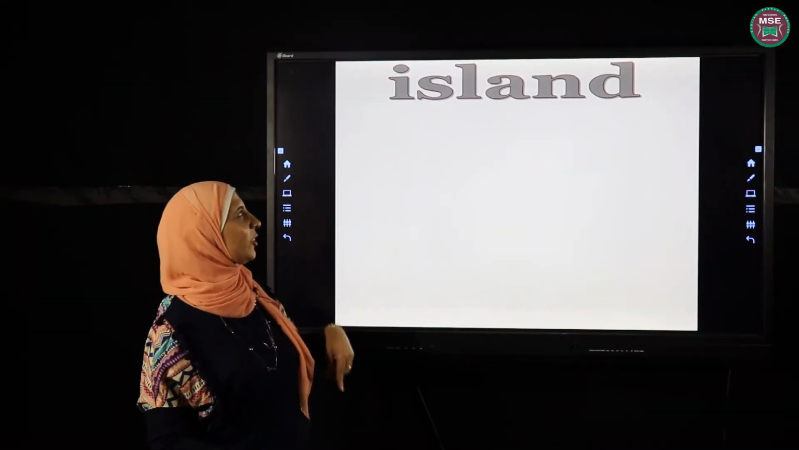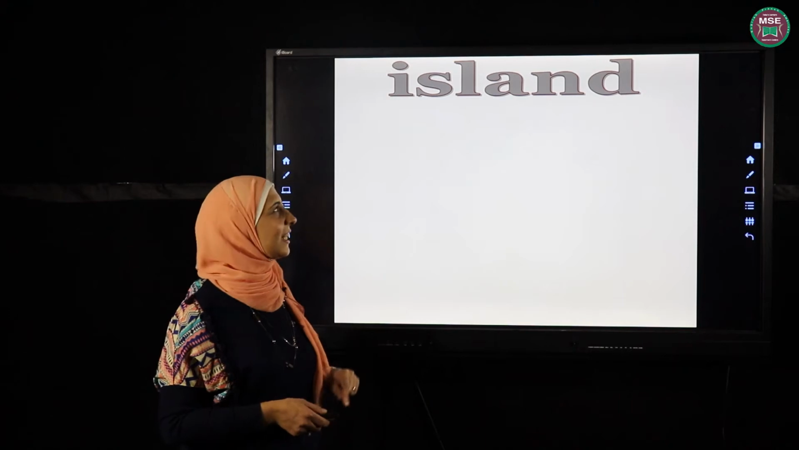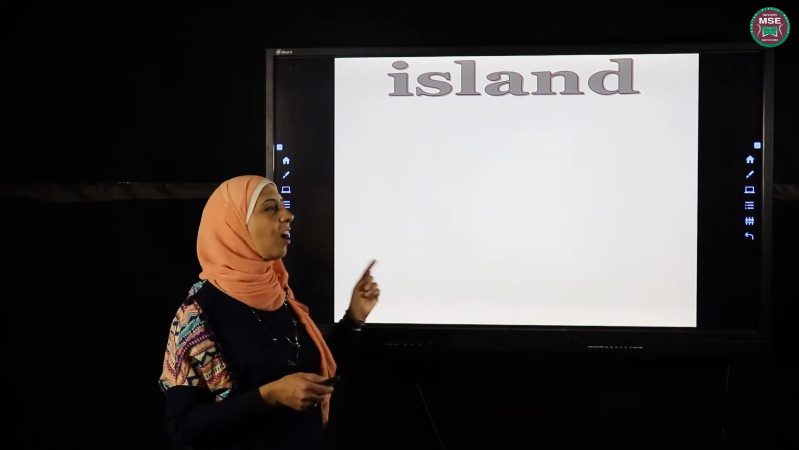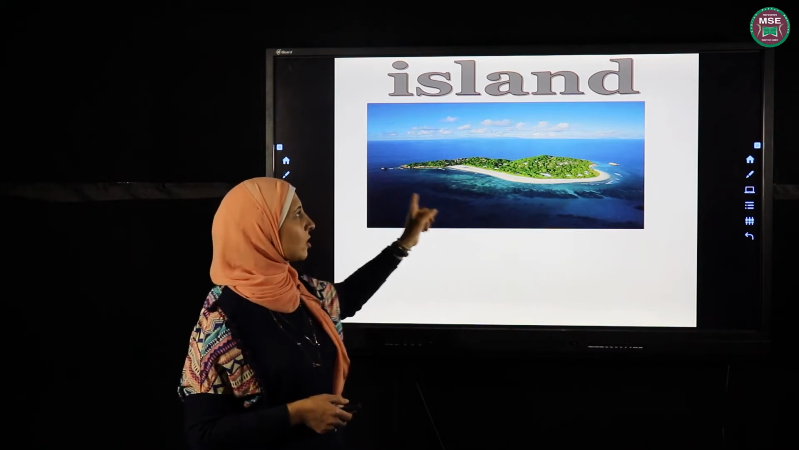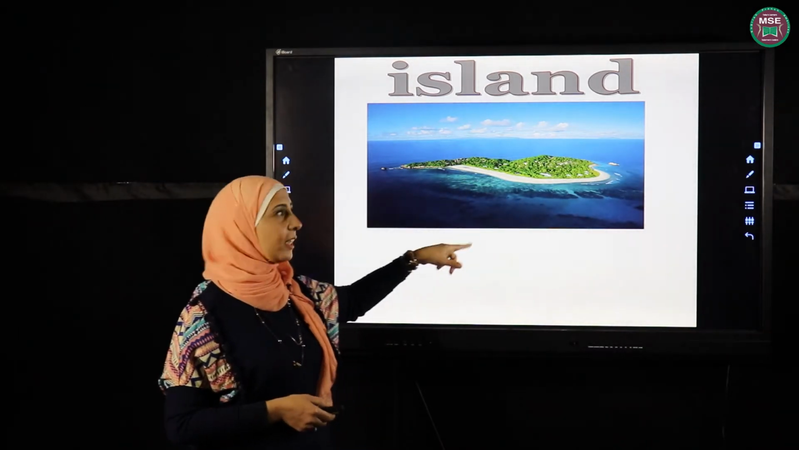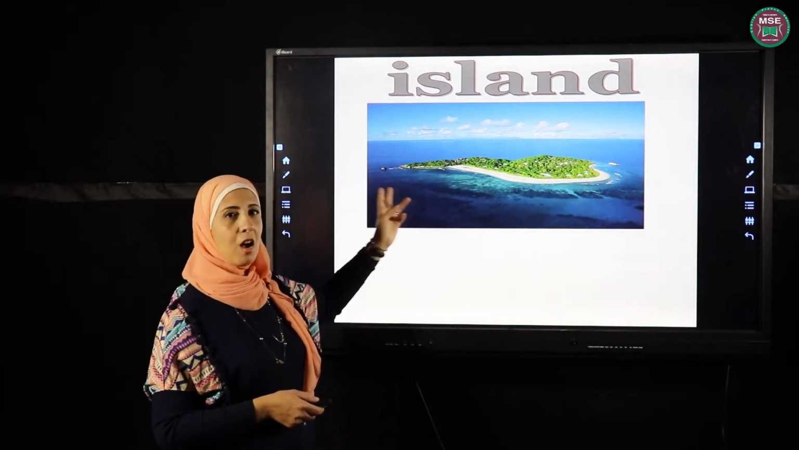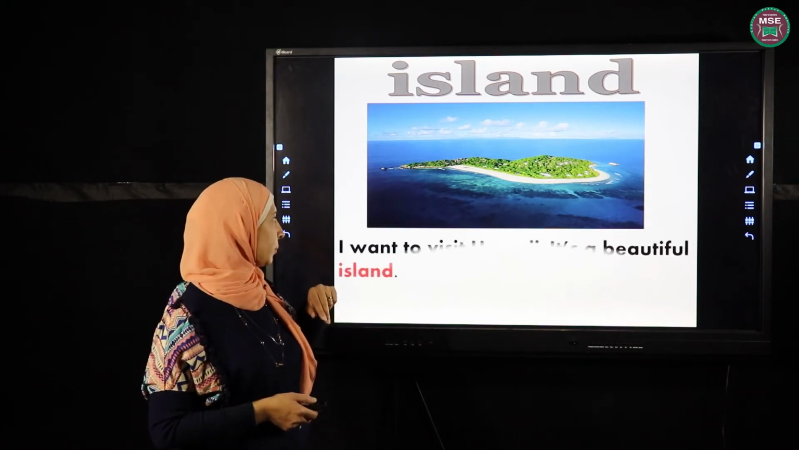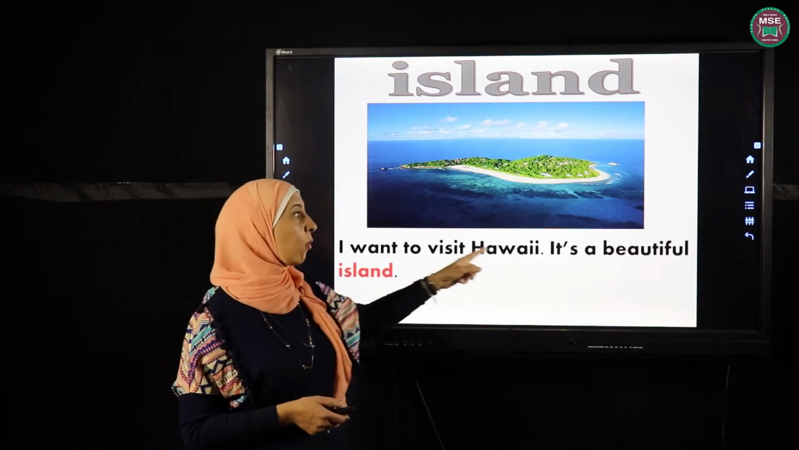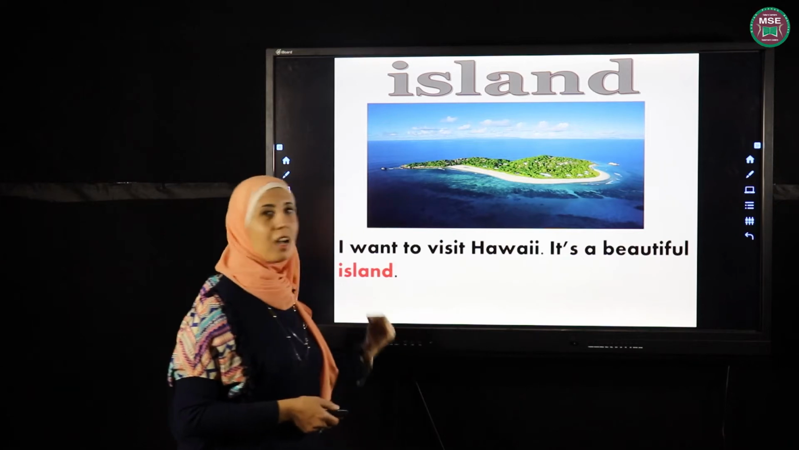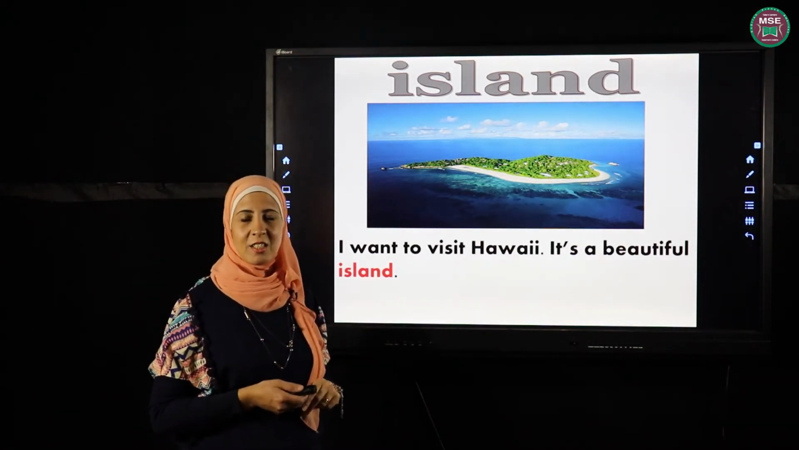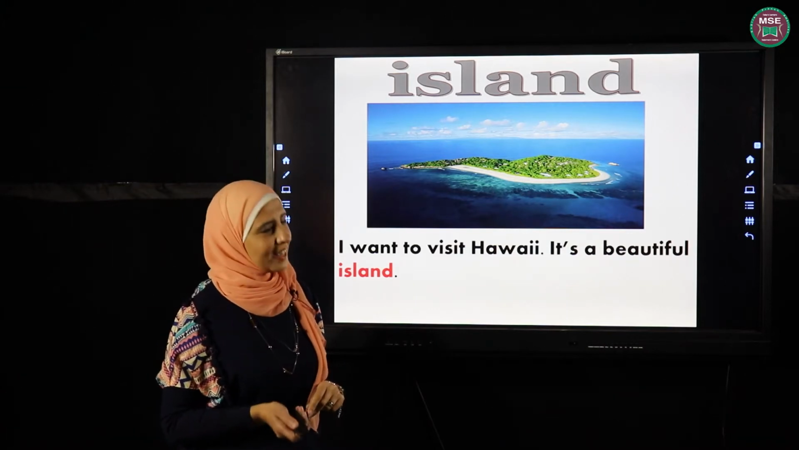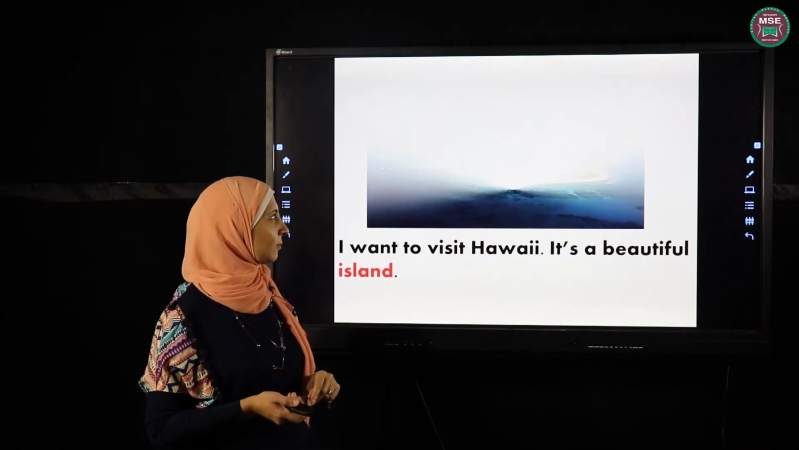As you can see here, the word is island. Let's repeat the word together. Island. An island is a piece of land which is surrounded by water. As you see in this picture, island. Let's see the example together. I want to visit Hawaii. It's a beautiful island. Now it's your turn. Can you use island in a sentence of your own? Yes, good job.